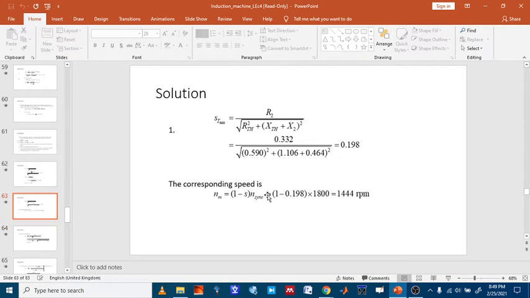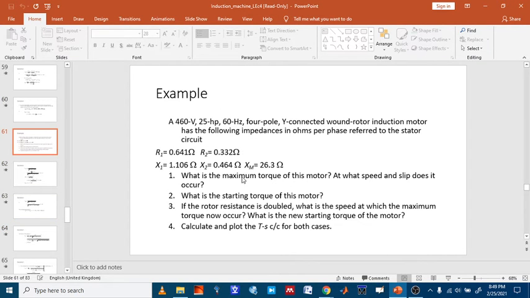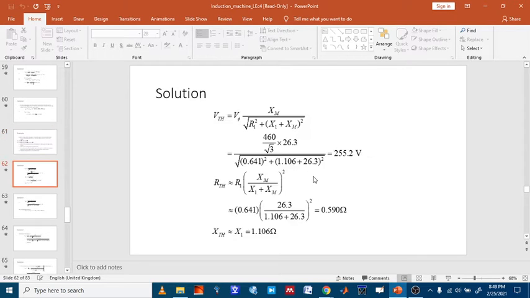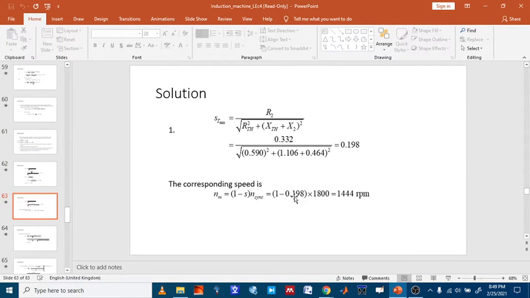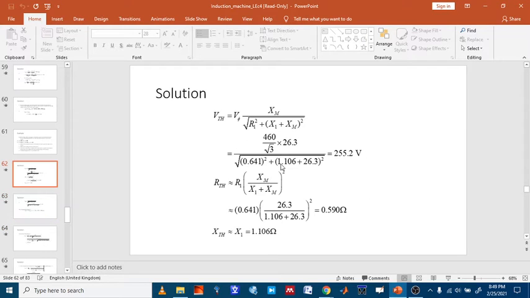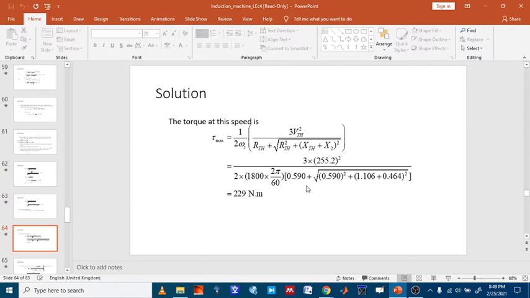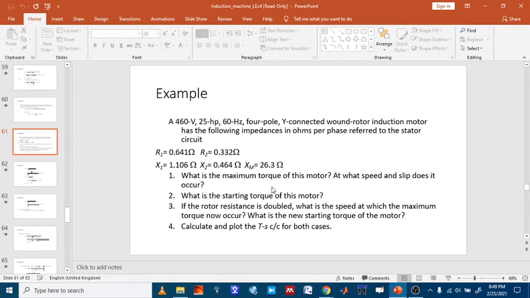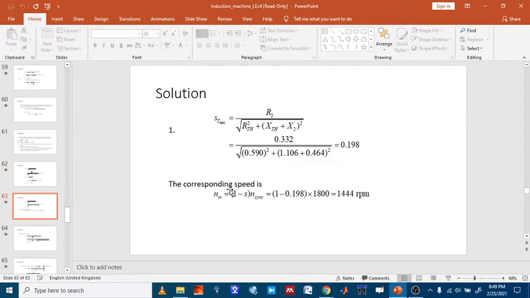The maximum torque. But look at something. The question: what is the maximum torque of this motor? Right from here, calculating VTH, RTH, and XTH, use this relation to calculate the maximum torque. They're also asking at what speed or slip it occurs. That's why we calculate the slip. Slip at maximum torque is given by this relation.